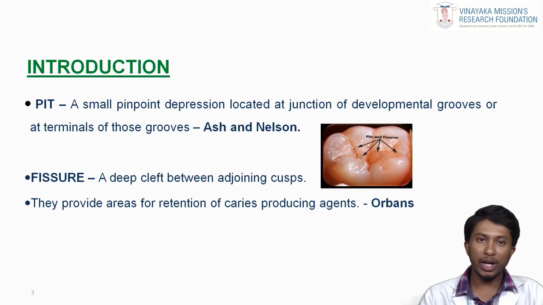Before we go into the details of pit and fissure sealants, let us see what a pit and what a fissure is. According to Ash and Nelson, a pit is defined as a small pinpoint depression located at a junction of developmental grooves or at terminals of those grooves. A fissure is a deep cleft between adjoining cusps. Urban had mentioned that fissures provide areas of retention of caries producing agents.